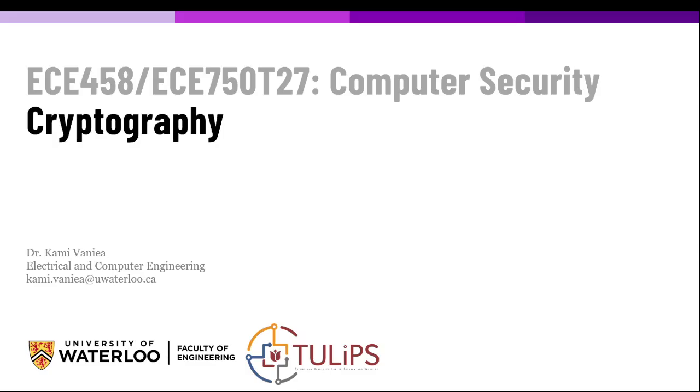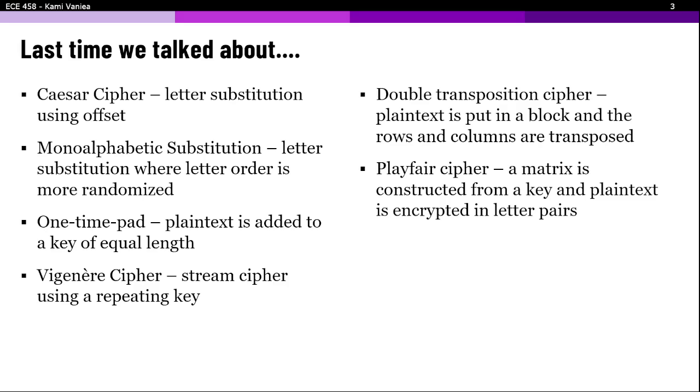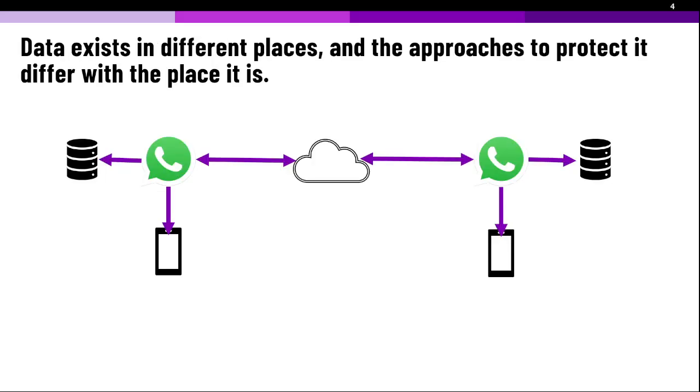All right, so today we are continuing with cryptography. Last time we talked about Caesar ciphers, monoalphabetic ciphers, one-time pad, Vernam ciphers, and we ended with Playfair ciphers, which I don't know why they're not on here. Oh, there they are. And then also double transposition ciphers.